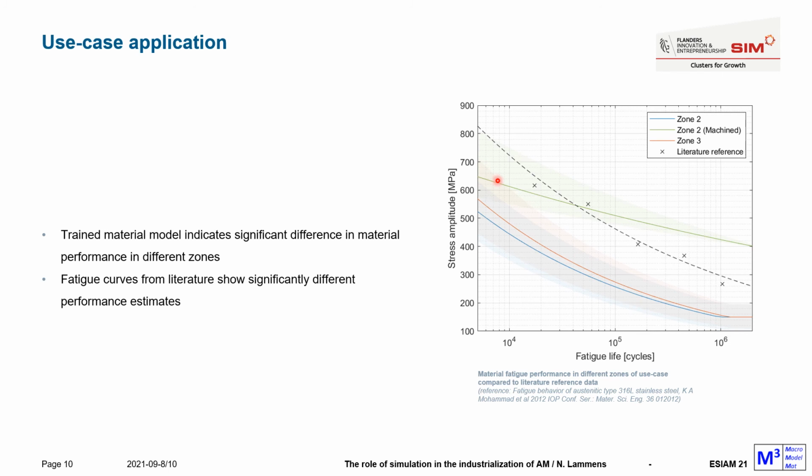As you can see, the material performance can change significantly from zone to zone and depending on the assumed machining in a certain zone. On top of that, if we compare the predicted fatigue performance to fatigue performance that you could find from literature, we see that again there is a large difference.